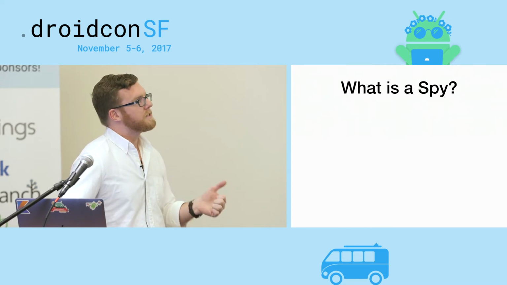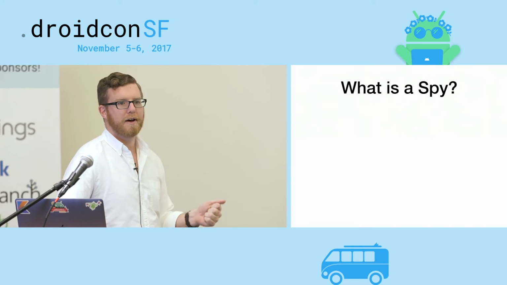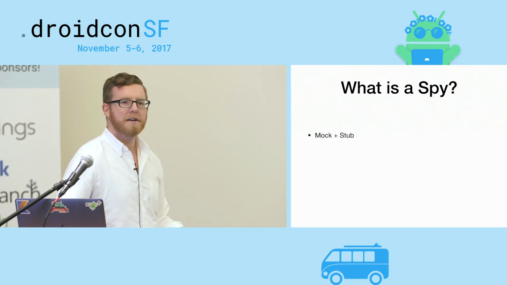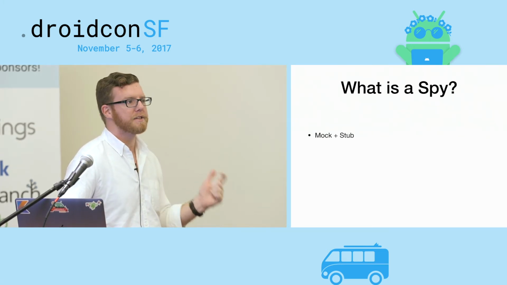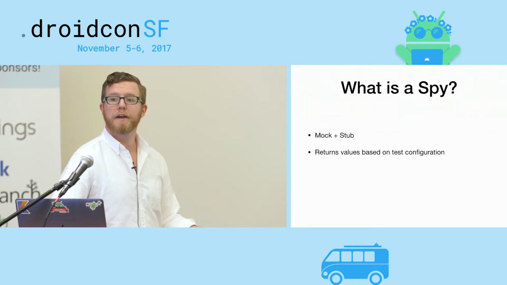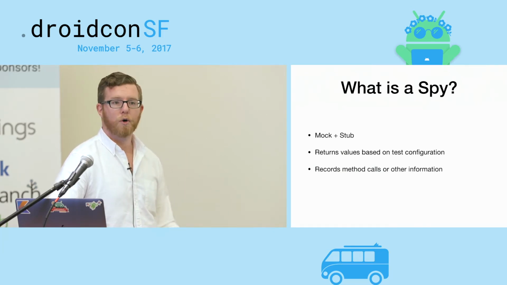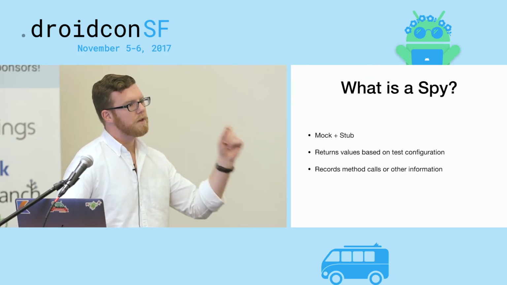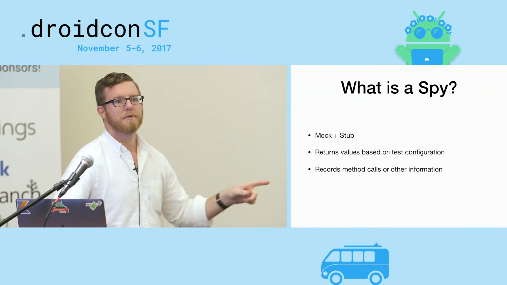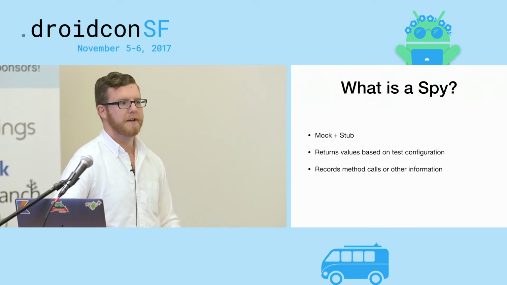So what is a spy? Well, the easiest definition that I could come up with is they're kind of a combination of a mock and a stub. A spy will basically allow you to configure what data you want to return, and it will also record the method calls for you. The main difference is that spies do not only record the method calls, but they also typically record other information.